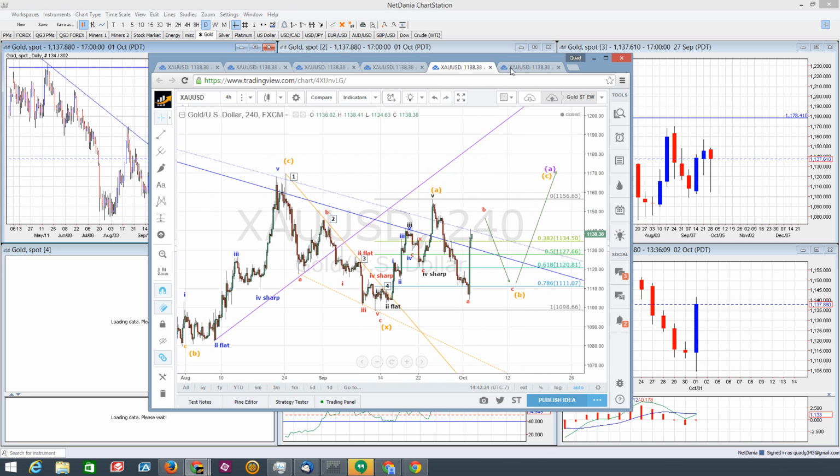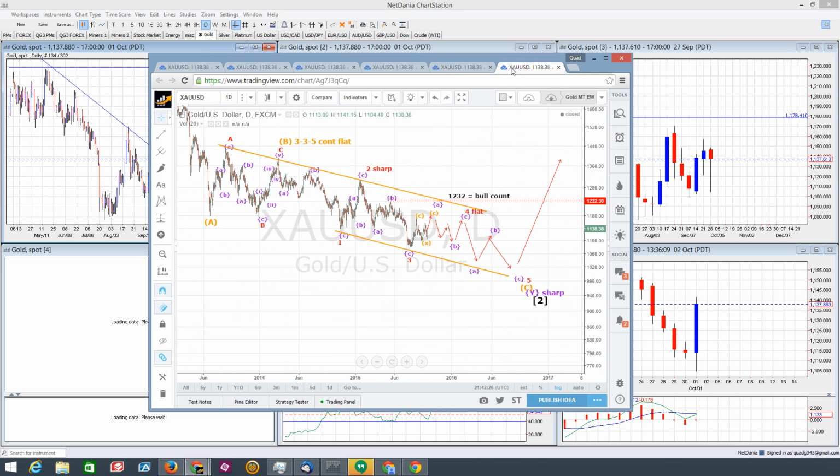Okay, and let's look at this slide. Here's a longer term count for gold that I'm still working with here. Wave A or wave B is a 335 contracted flat, and we've got a wave 1, wave 2 sharp, wave 3 down, and now we're working on this prolonged flat wave 4. This count would likely be in jeopardy or killed altogether if the price was to come up above 1232.